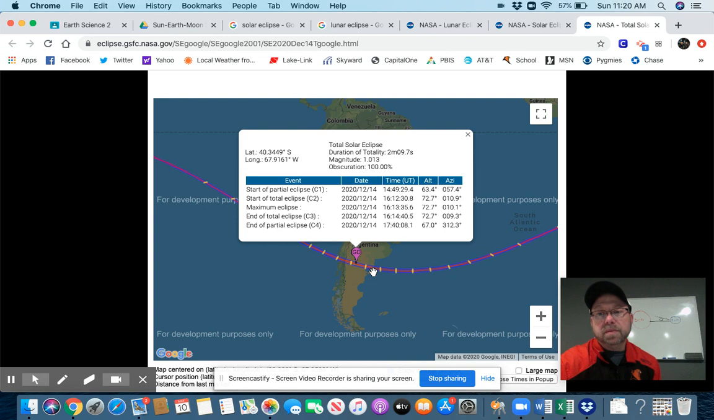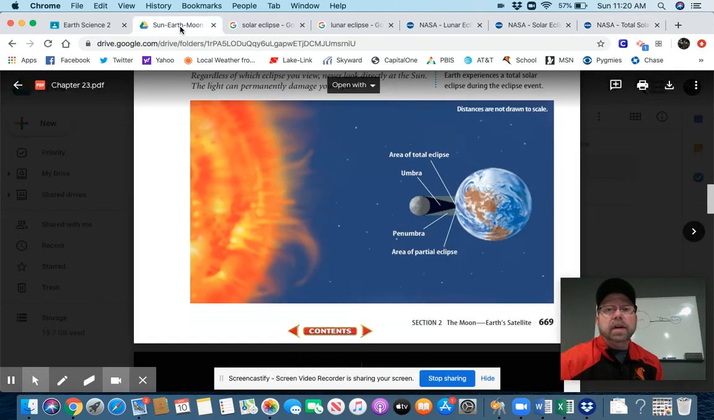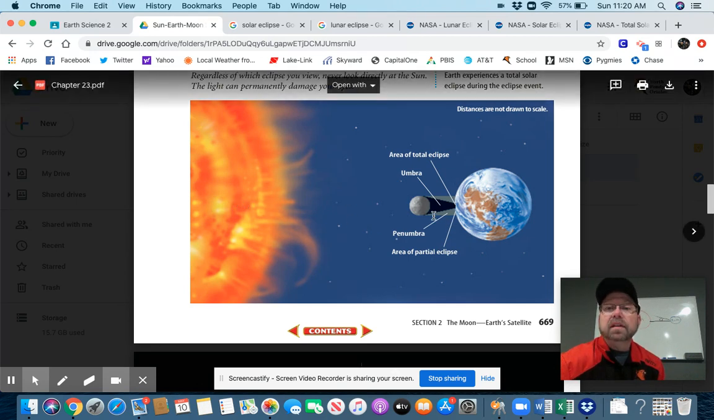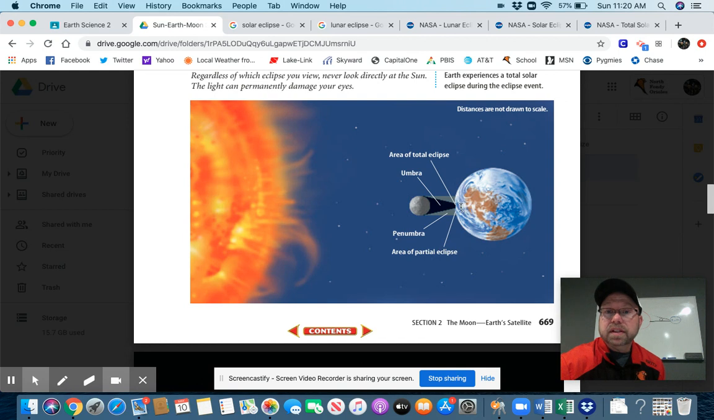Very, very small area of Earth that can see these solar eclipses, but very cool. All right. And again, why do they happen? Because the moon in its orbit is directly between the Earth and the sun. It forms a shadow, and that shadow area on Earth, the umbra, is where you can see the solar eclipse.